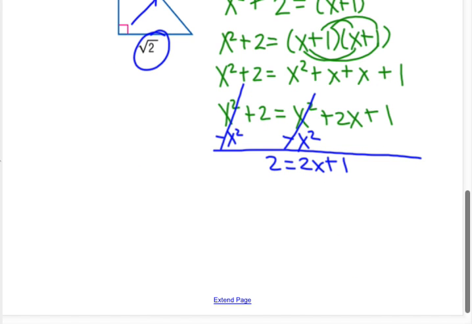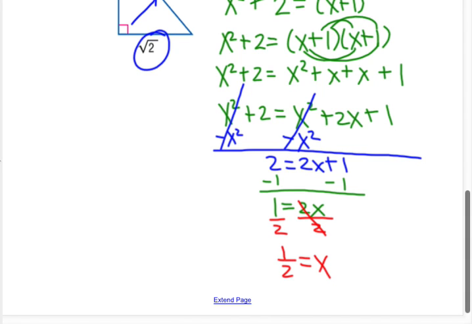I would then subtract 1 from each side, noticing that this is linear. So I have 1 is equal to 2x. And then I would go ahead and divide both sides by 2. So 1/2 is equal to x. Okay, and we had to just find the value of x for number 6. So x is equal to 1/2.